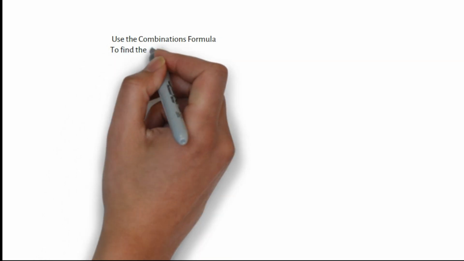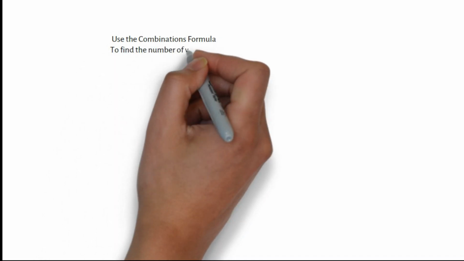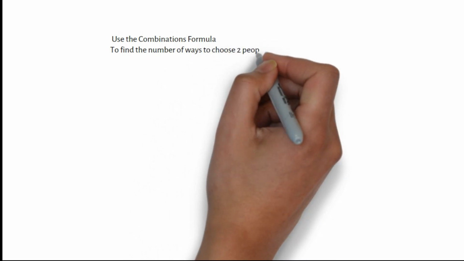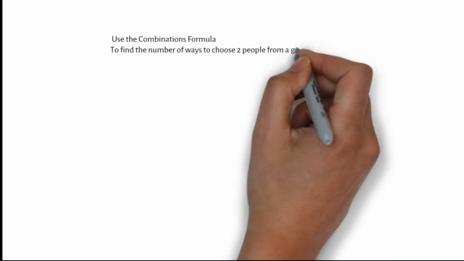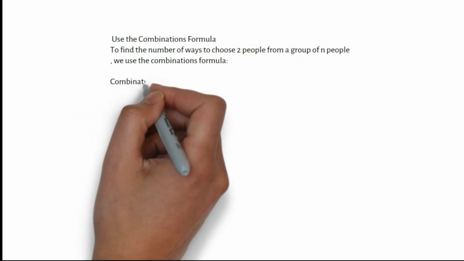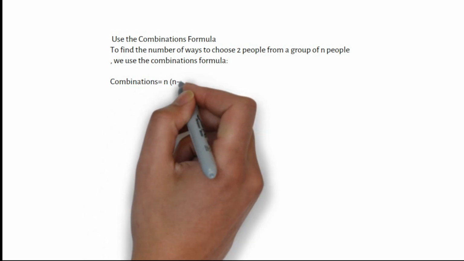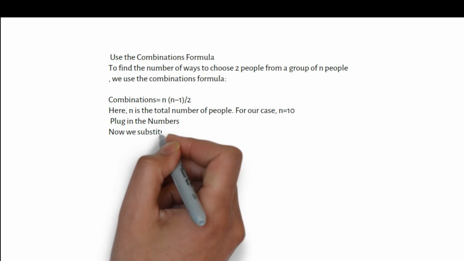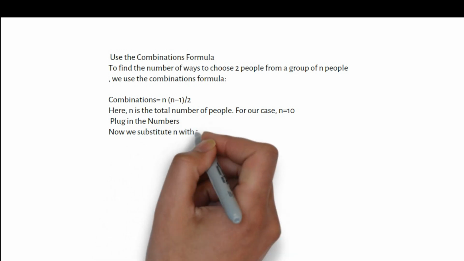We use the combination formula to find the number of ways to choose 2 people from a group of n people. So what is the combination formula? Writing it here. Combination formula is equal to n times (n minus 1) divided by 2. Here n is the total number of people, which is 10 in our case.